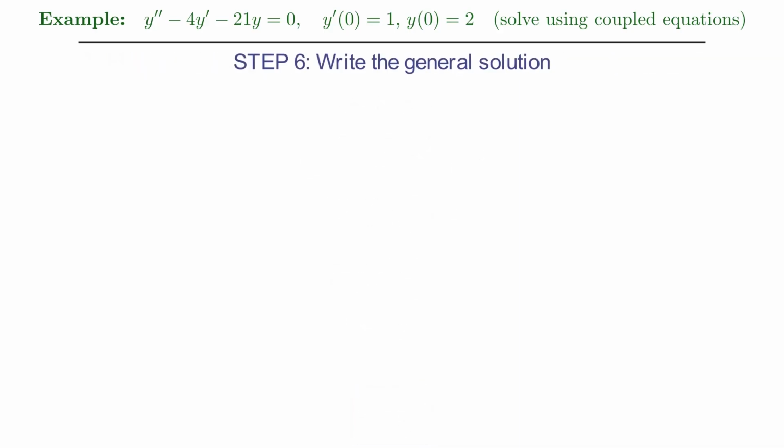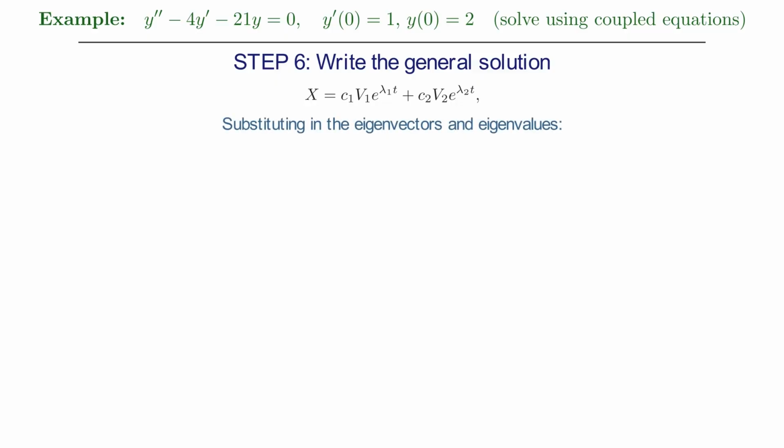So from here, we can write the general solution. So the general solution is given by x is equal to c1 v1 e to the lambda 1 t plus c2 v2 e to the lambda 2 t, where c1 and c2 are constants to be determined. v1 is the eigenvector corresponding to the eigenvalue lambda 1, and v2 is the eigenvector corresponding to the eigenvalue lambda 2. So if we take lambda 1 as 7, then v1 is the vector 7, 1. And if we take lambda 2 as -3, then we found that v2 is -3, 1.